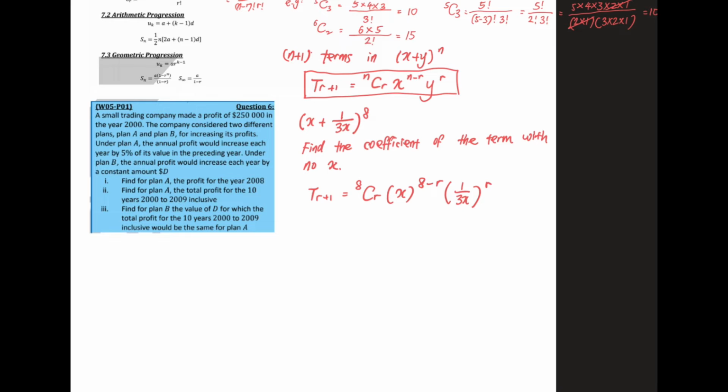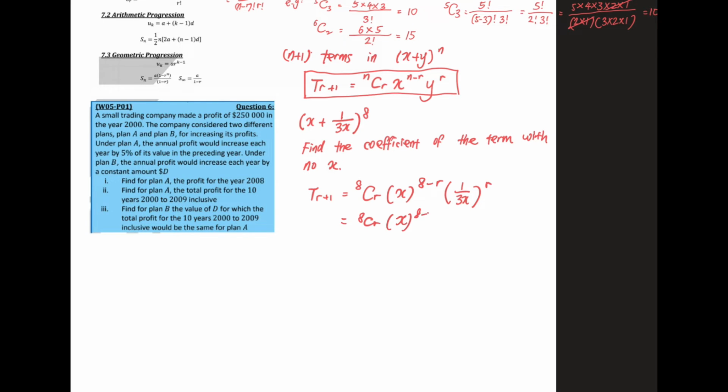Okay, so from here we can figure out which term will have no x. So no x means x to the power of 0. Okay, so I can simplify this by purposely gathering up the x. In this way, as you can see, 8Cr I keep, and then I purposely separate the 1 over 3 to the power of r from here.